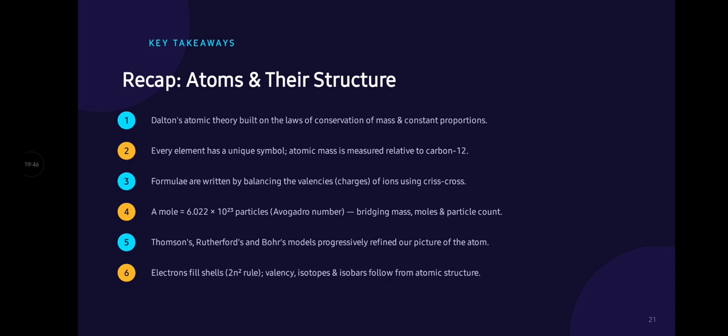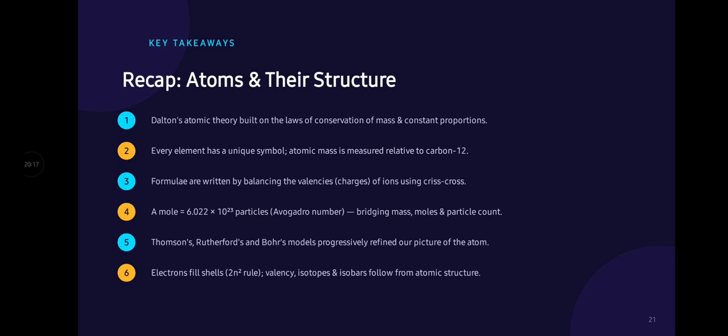So, the last is key takeaways of this session. What we have learned, the recap of atoms and their structure. So we have learned Dalton's atomic theory built on the laws of conservation of mass and constant proportions. Every element has a unique symbol. Atomic mass is measured relative to carbon-12. Formulas are written by balancing the valency charge of ions using crisscross.